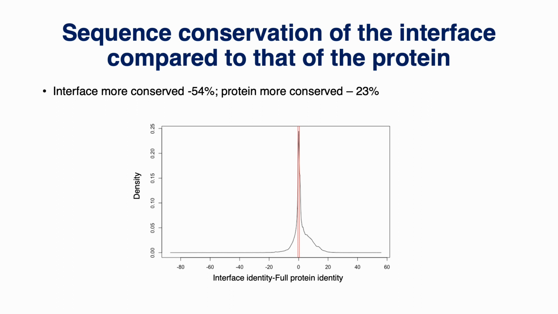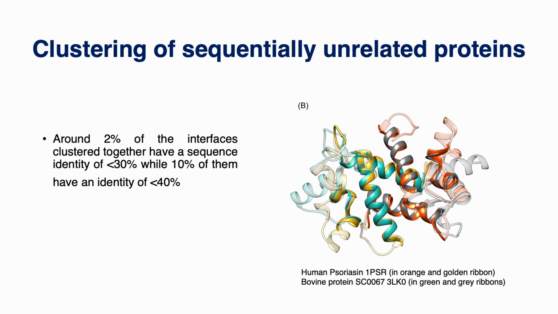So from the clustering and the sequence conservation study, what we saw is that around 2% of the interfaces that were clustered together had a sequence identity of less than 30%, while about 10% of them had an identity of 40%. So over here is an example of a human protein, shown in orange and golden ribbons, and the bovine protein SC007, shown in green and gray ribbons. The interface is in a much darker color, and the remaining part of the protein is shown in a more transparent color.